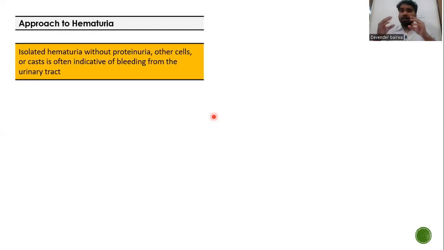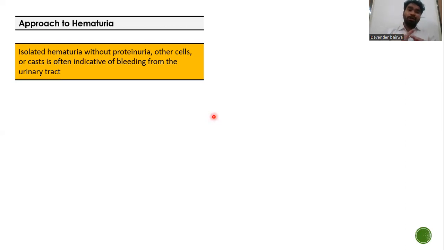Why? Suppose blood is coming from the nephrons, or kidney per se. If blood is coming from the nephron, then the RBCs will enter your tubules and form casts. RBC casts will be formed. And if some injury is there to the nephron, then the podocyte will not function properly, the slits will open and some protein will also come. So if the patient is having RBC casts and some amount of proteinuria, then mostly this bleed is coming from a glomerular origin, or the nephrons.